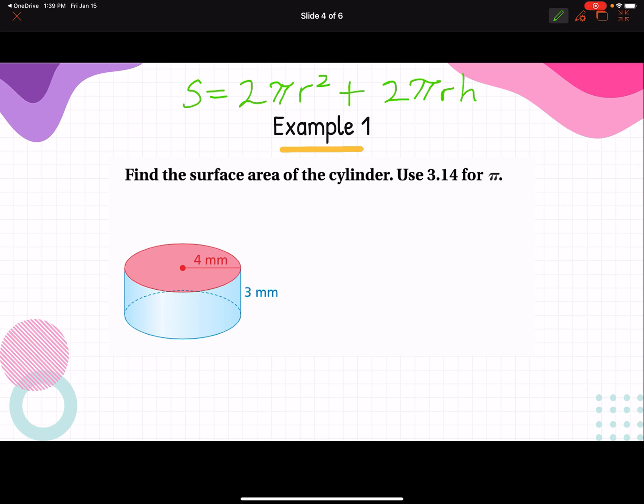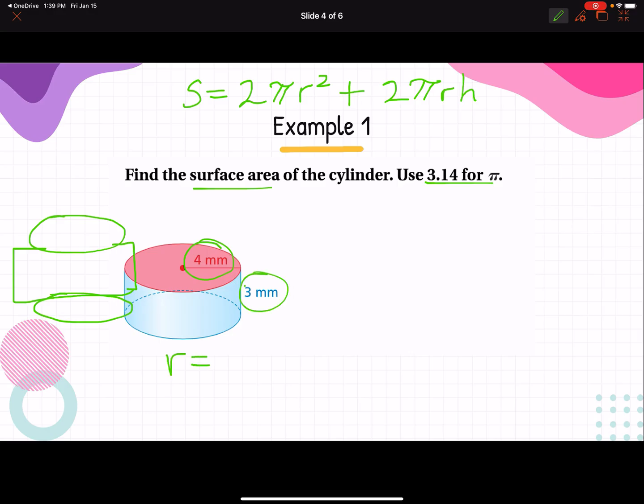So example 1 says find the surface area of the cylinder, use 3.14 for pi. Think about that net in that previous slide. If we took that apart, you would have your rectangular side and your two circular bases. Now in our figure we have a radius and we have a height. I'm going to make sure I know which one is which. My radius is 4, my height is 3. Now I'm going to substitute those into my formula, which I wrote on the top of the slide.